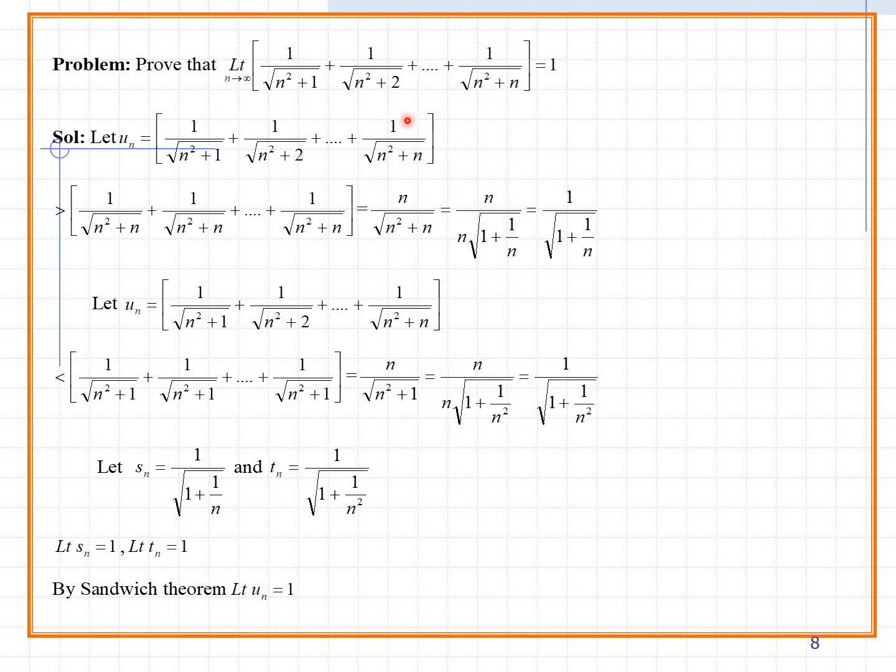Already I said, before going to this, we can identify Sn by using Un. At the same time you can identify Tn. Here Sn is related to this one, and Tn is related to 1 by root over 1 plus n square, 1 by n square. Here I substitute n tends to infinity, and I get the value 1. So automatically Sn is 1 and Tn is also 1. The middle value, the Un sequence, is also 1. So both values should be the same. It is called the sandwich theorem.